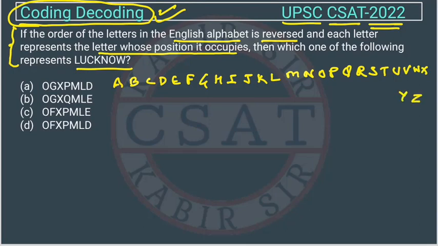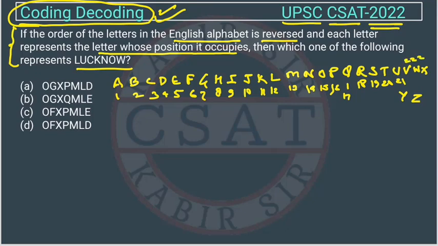And the numbering also you can do, right? 1, 2, 3, 4, 5, 6, 7, 8, 9, 10, 11, 12, 13, 14, 15, 16, 17, 18, 19, 20, 21, 22, 23, 24, 25, 26, right? So the question is saying this is the alphabet, this is the position of each alphabet.